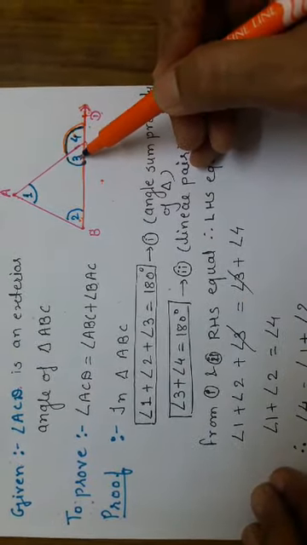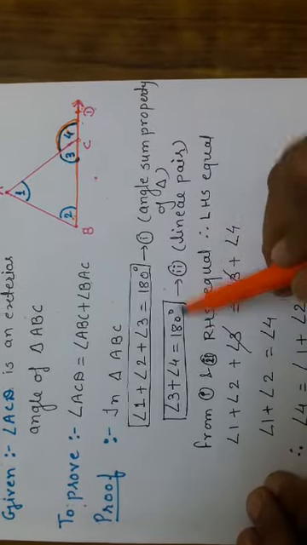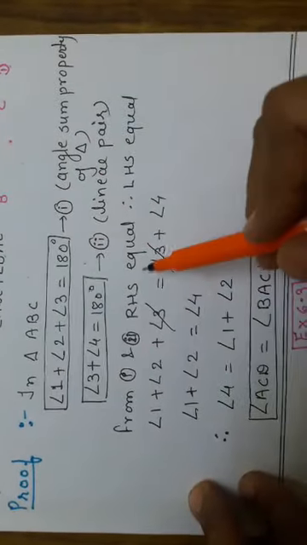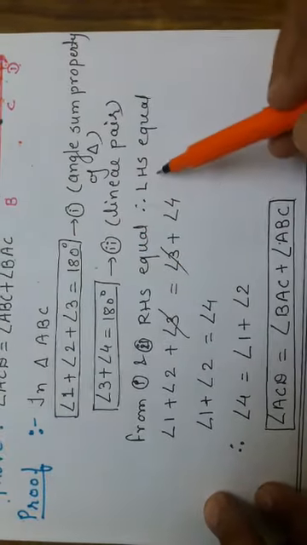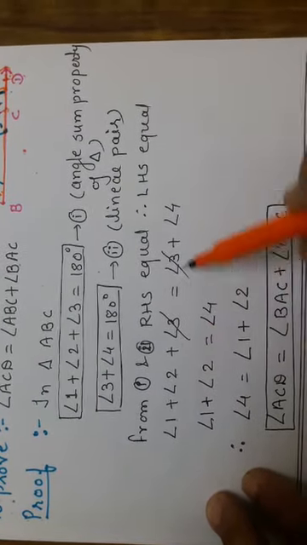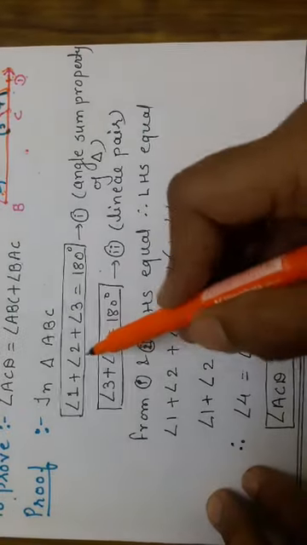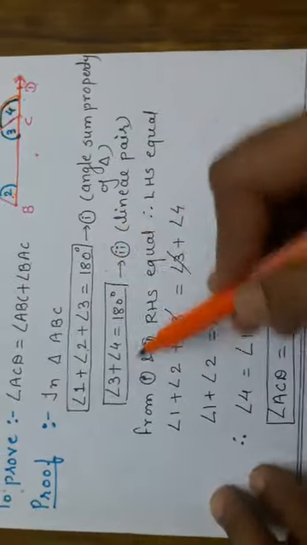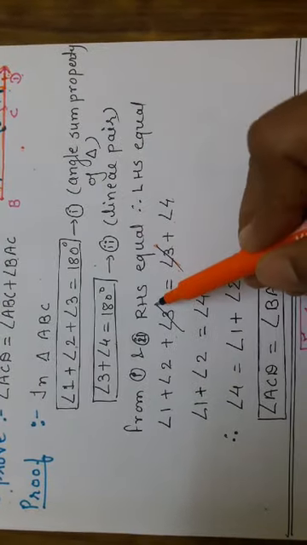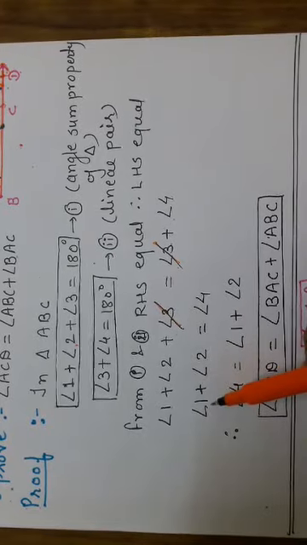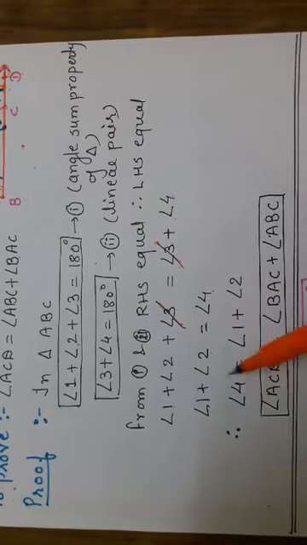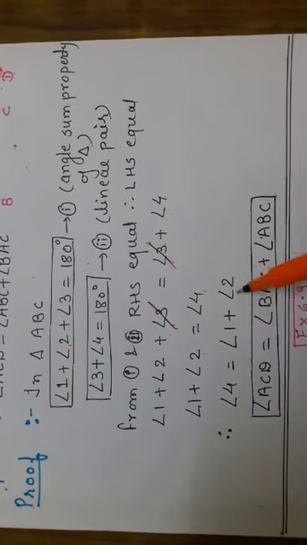You know that angle 3 plus angle 4 is nothing but 180 degrees because of linear pair. So from 1 and 2, the RHS is 180 degrees in both, therefore the LHS are equal. So angle 1 plus angle 2 plus angle 3 is equal to angle 3 plus angle 4. This is the left hand side of this equation, and this is again the left hand side of this equation. From both sides, angle 3 we will cut. So what will we get? Angle 1 plus angle 2 is equal to angle 4, or we can write angle 4 is equal to angle 1 plus angle 2.